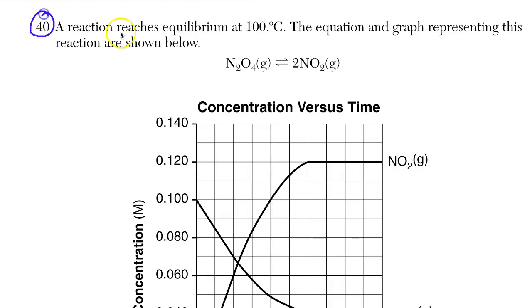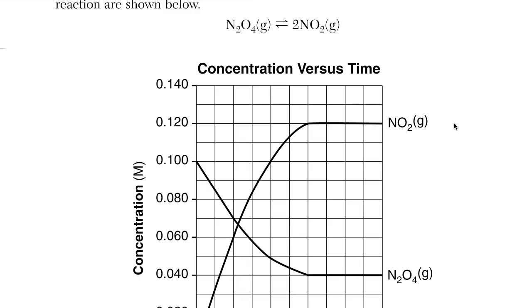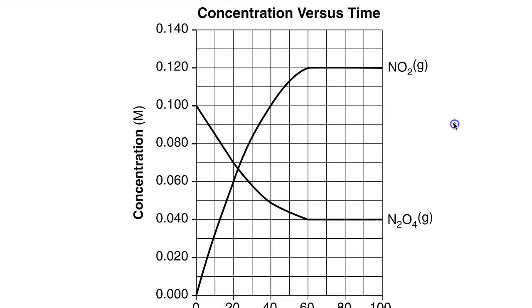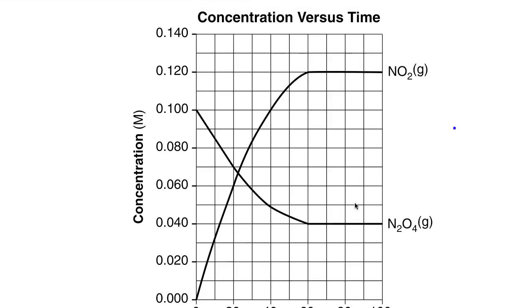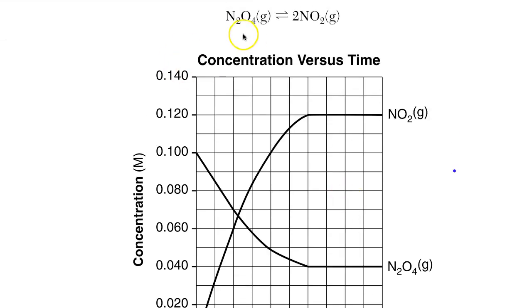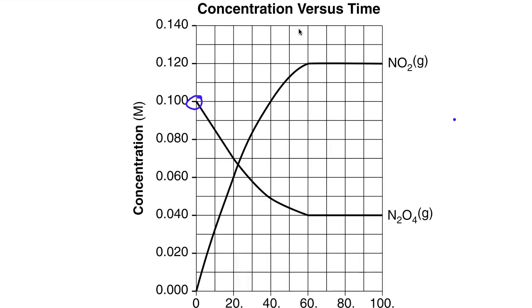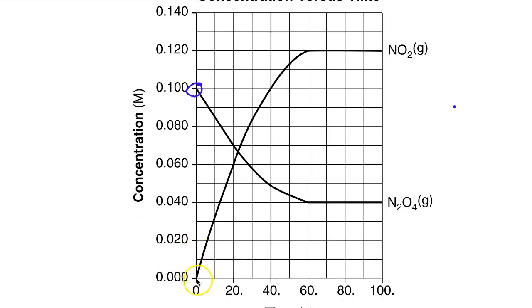Number 40, a reaction reaches equilibrium at 100. The equation and graph representing the reaction are shown below. Okay, great. Now in this famous graph, what do we see? Concentration versus time. What we see is the concentration of N2O4, which by the way was the reactant, and you notice you're starting pretty high. And the product, NO2, you're starting with 0. That makes sense. So over time, there's a buildup of the product, and over time, the reactant goes down. But something special happens right here and right here.